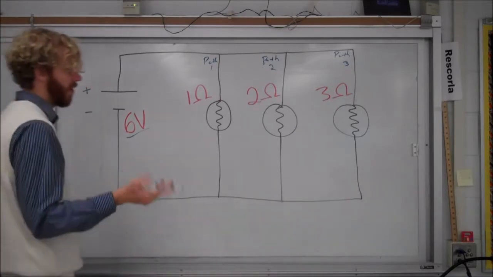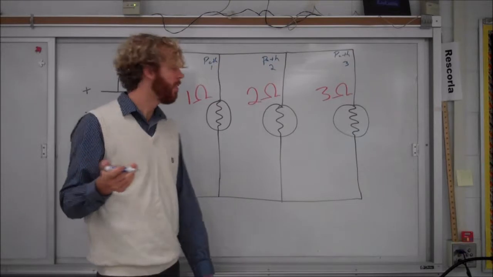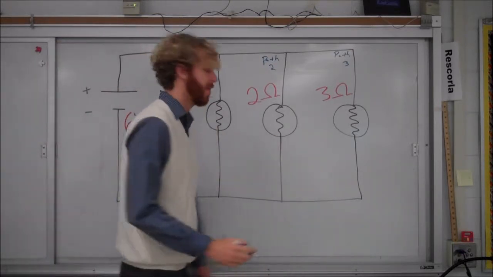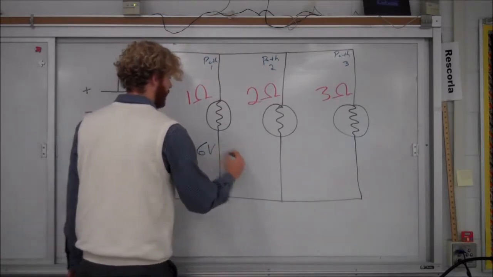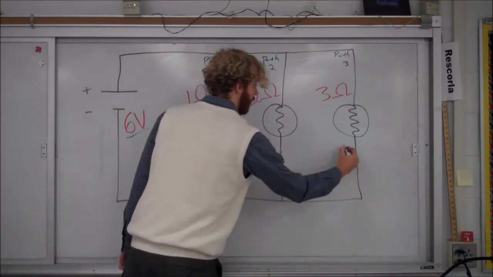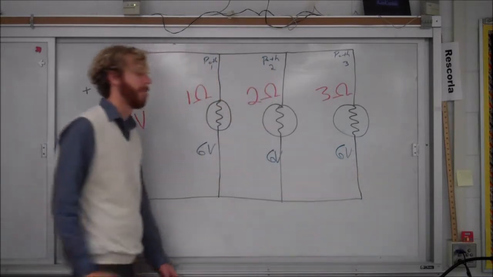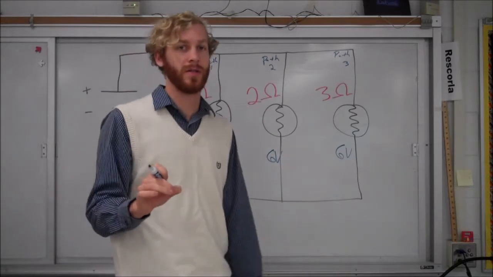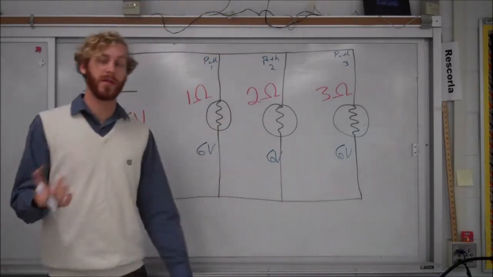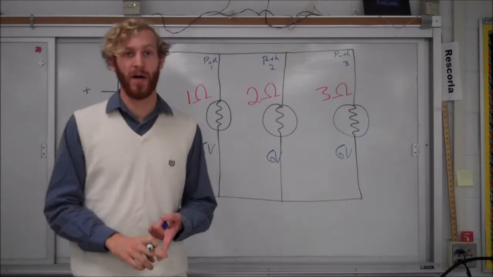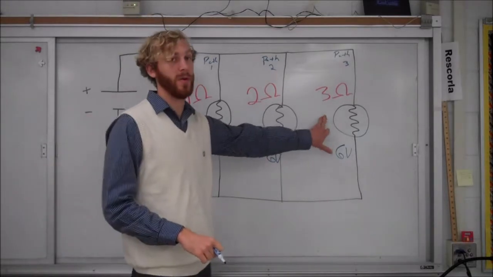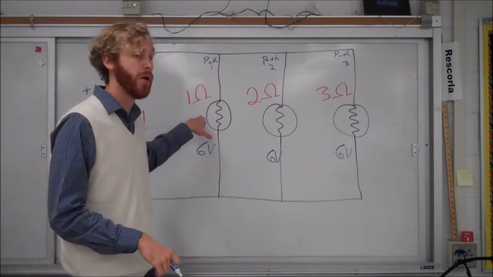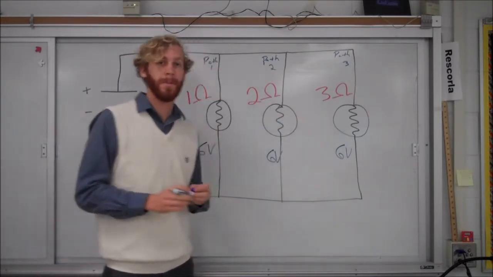So remember that the voltage is going to be the same across each path. So on each path we're going to have 6 volts. Now what does change is the current. Remember that current, the electrons want to take the easiest path possible. They don't want to go 3 ohms when they can do 1. So more electrons are going to go through the 1 ohm than the 3 ohms.